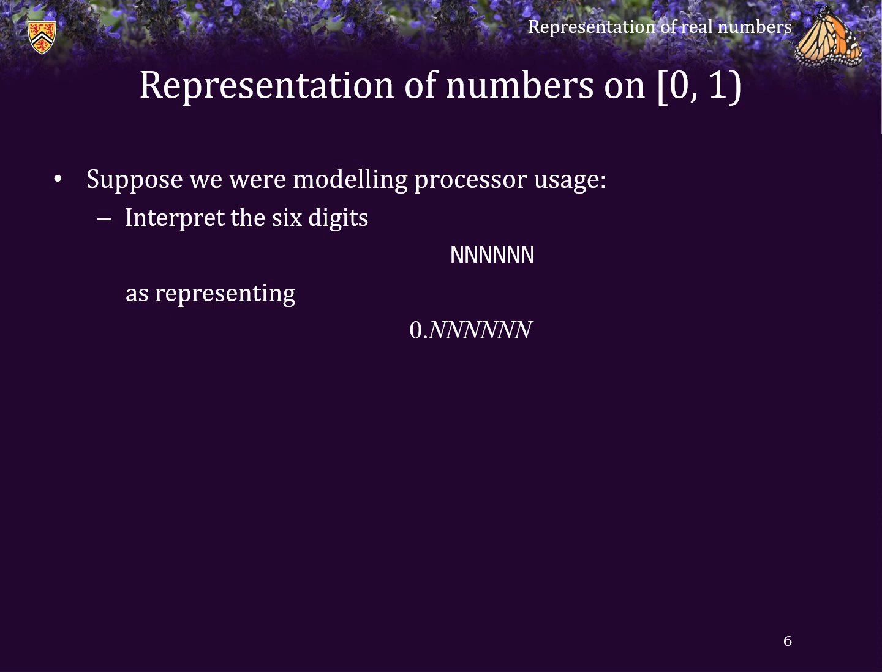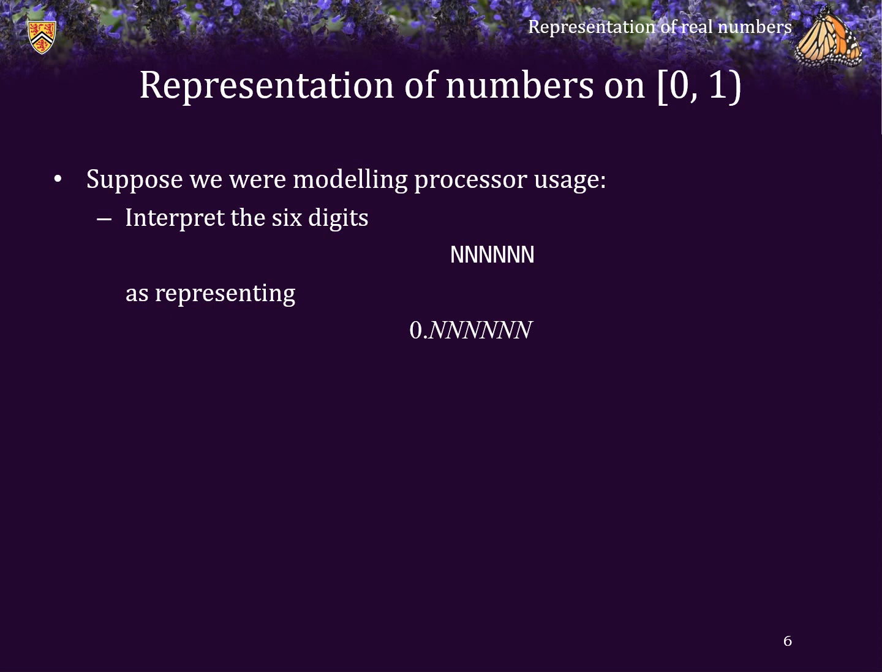Now, to look at one way of representing real numbers, suppose we are restricted to performing some operation such as modeling processor usage. The percentage of time that a processor is executing, performing useful operations, may be any value between 0 and 1. 1 represents that the processor is performing useful operations 100% of the time, 0 represents that the processor is entirely idle. We could represent processor usage using 6 digits as follows.